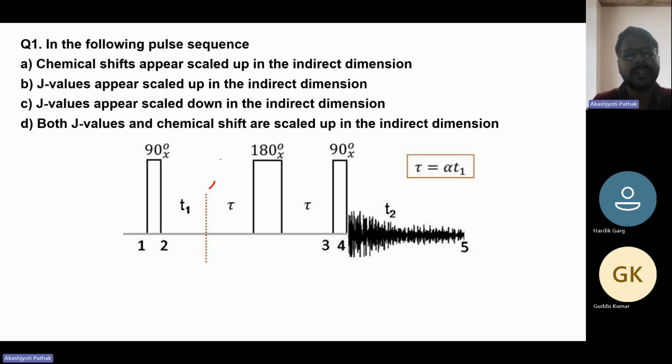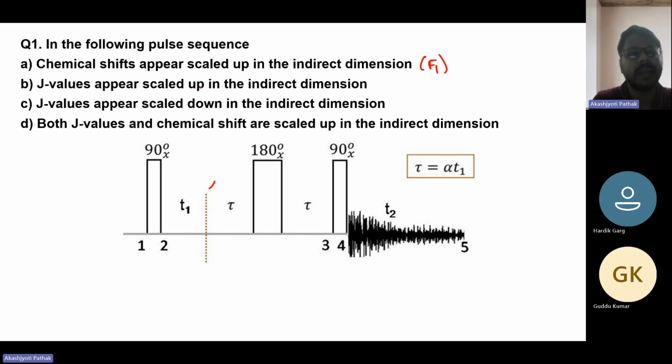So this is the pulse sequence that we were discussing just now for the J upscale COSY experiment, right? For this pulse sequence, what will be the correct option among these four options? The first option is chemical shifts appear scaled up in the indirect dimension. So what does the indirect dimension mean? It means the F1 dimension, or along the F1 axis.